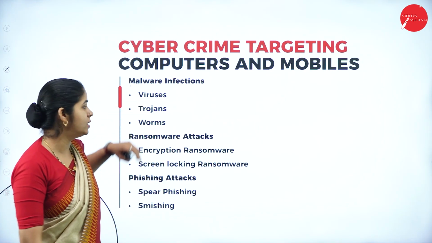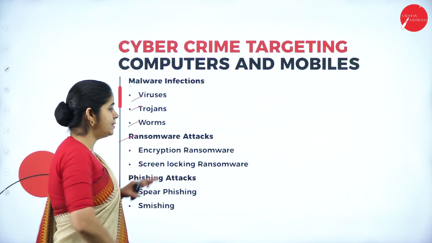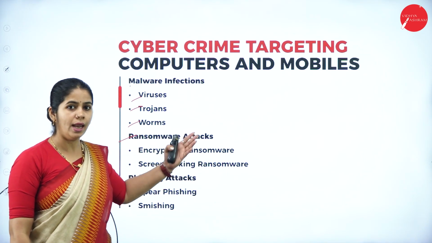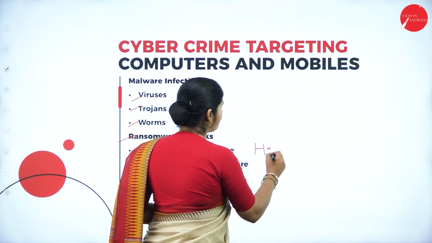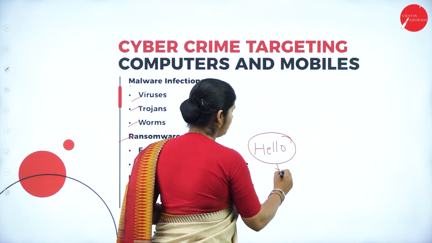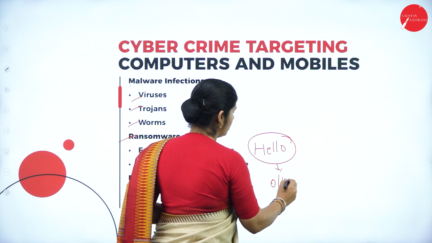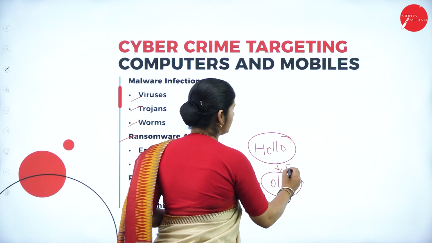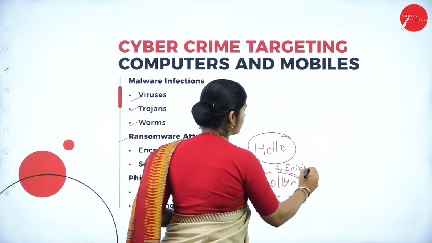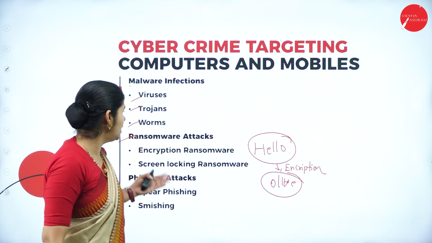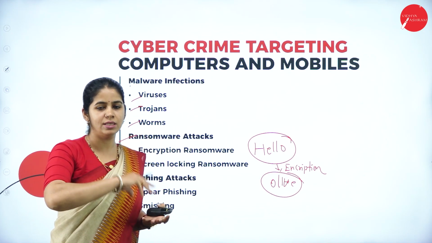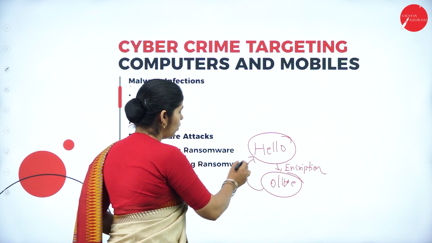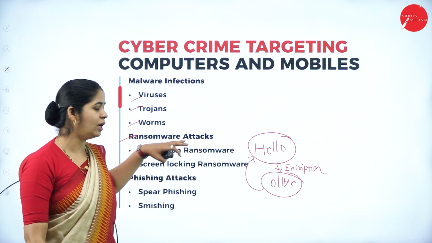Viruses, we have already discussed what is virus, trojan and worms. Then the ransomware attack. In the ransomware attack we have two categories: encryption ransomware and screen locking ransomware. Encryption means if you have a data, say hello, this hello data will be encrypted like this. Who is going to understand that this is hello? That is called encryption. Someone will encrypt your data, coming from your SMS or your email. Any data can be encrypted. To decrypt it again back to hello, they ask for some money. That is called encryption ransomware.